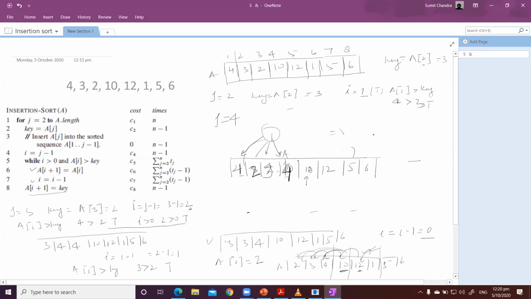So if the element which you are comparing is less than the element to which you are comparing, that element will be copied. I hope this is clear now, class. Is the concept clear? Yes, sir.